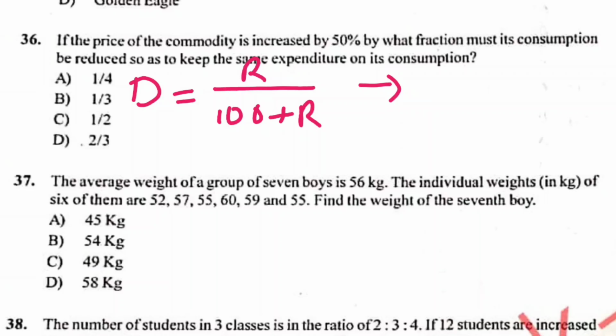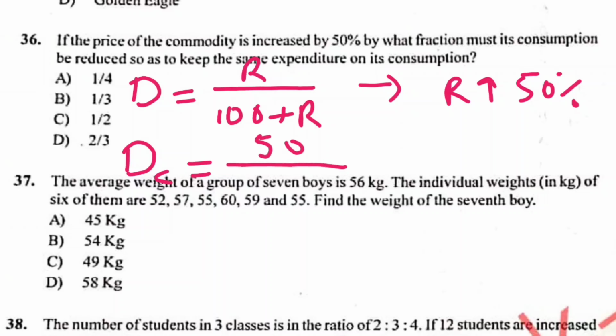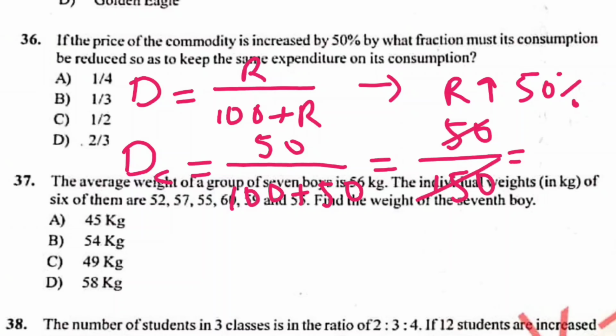Okay, so fractional decrease in the consumption, let us denote it by D subscript C. It will be equal to, since the price has increased by 50%, R is equal to 50% here. So we can write it here 50 upon 100 plus 50, which will be equal to 50 upon 150, which comes out to be 1 upon 3. That means the fractional decrease in the consumption should be equal to 1 upon 3 if the price increases by 50%.